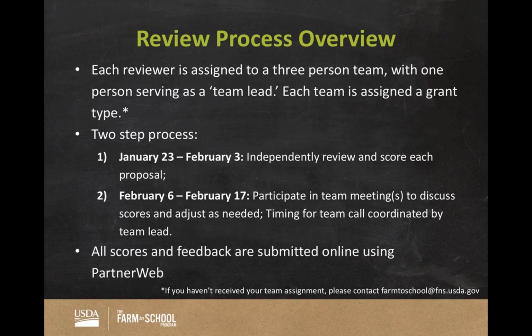Just a quick high-level overview of the review process, and we will dive deeper into this in a bit. Each reviewer is assigned to a 3-person team, each 3-person team has a team lead, and each team is assigned a specific grant type. By this time, every person should know what team they're assigned to. You're either on team 1 through team 30, and you should have a specific grant type that you've been assigned.